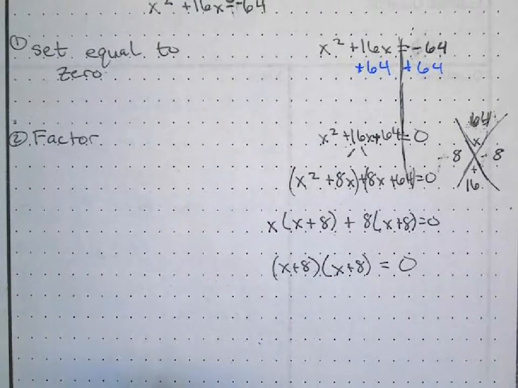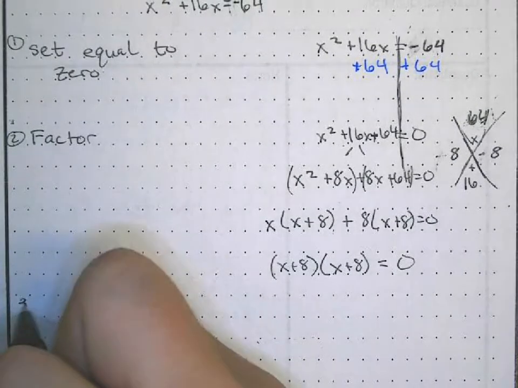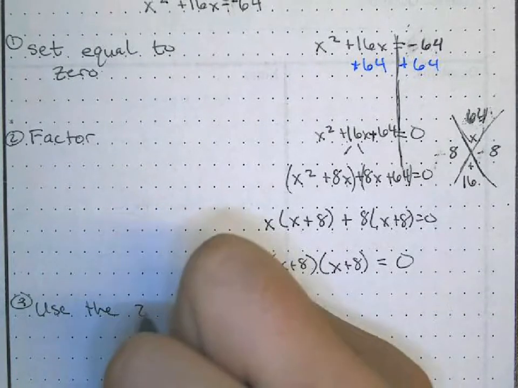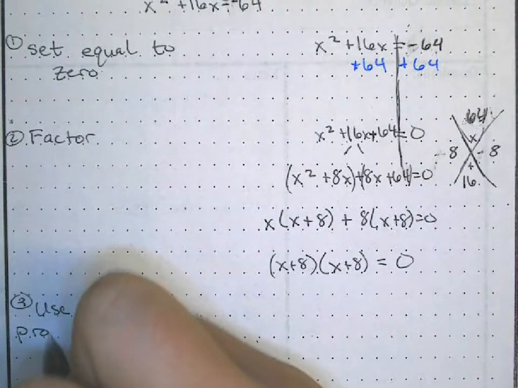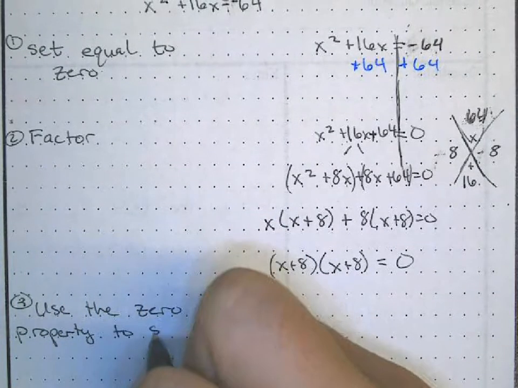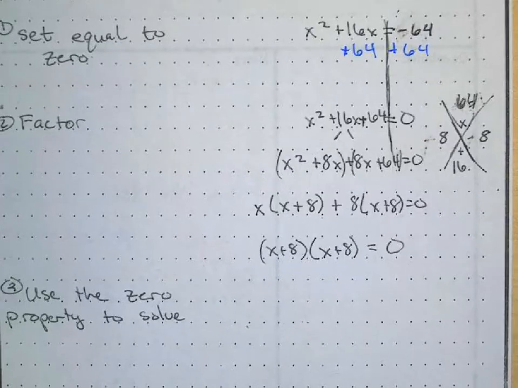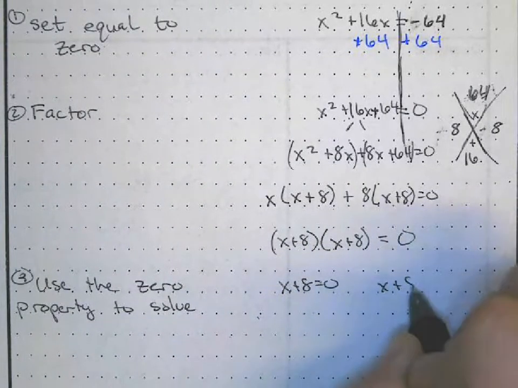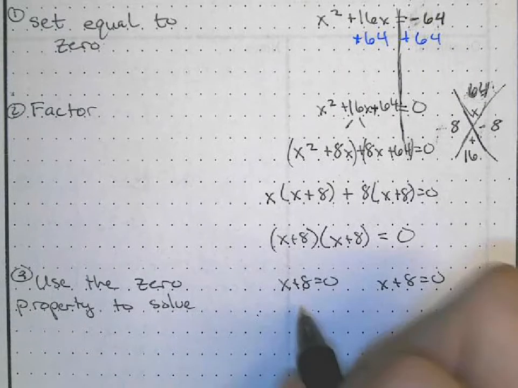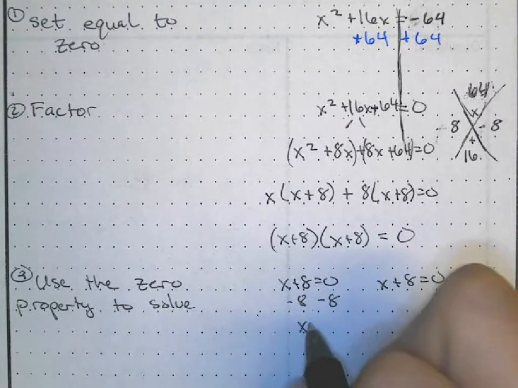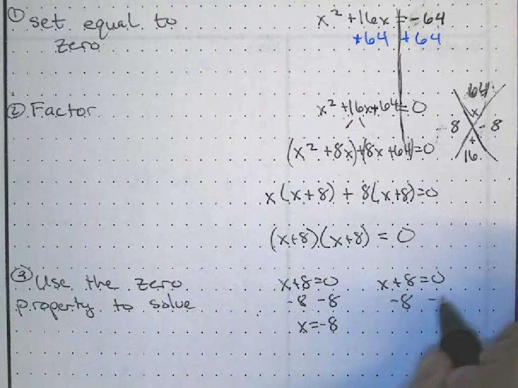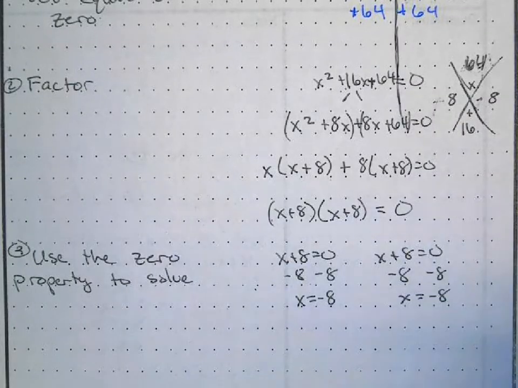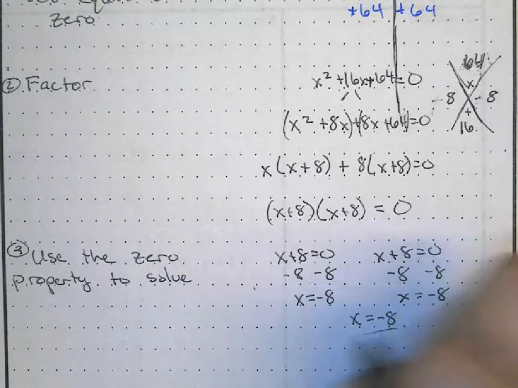So we factored it. Now our last step is to use the 0 property. So I can say x plus 8 equals 0, and I can say x plus 8 equals 0. We'll subtract 8 from both sides on this one, and we get x equals negative 8. Subtract 8 from this one, and we get x equals negative 8. I got the same x's, so for this particular problem, there's only one solution. So we'll just say x equals negative 8.